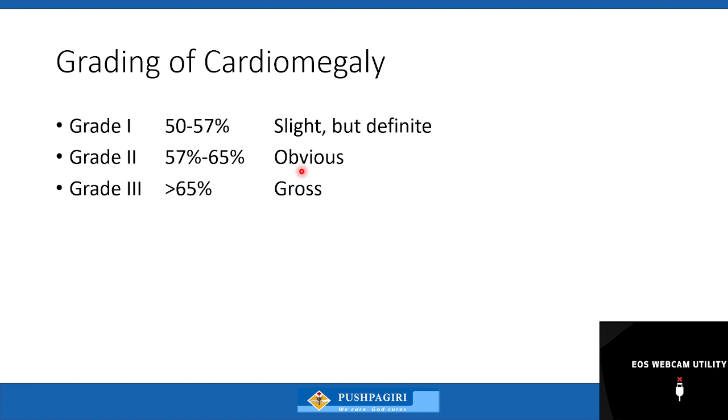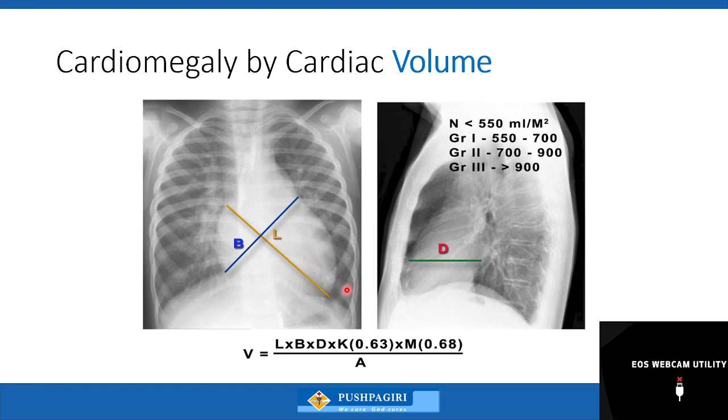We can also determine the cardiac volume. This is not routinely done, but just for academic interest. We have to calculate the length and the breadth of the cardiac cylinder, and the depth can be measured from the lateral view. So we have length, breadth, and width, and from these we can calculate the volume of the heart from a chest X-ray. Normally the volume should be less than 550. We can grade it: if it is more than 900, it is grade 3 cardiomegaly. So that is cardiomegaly by cardiac volume.